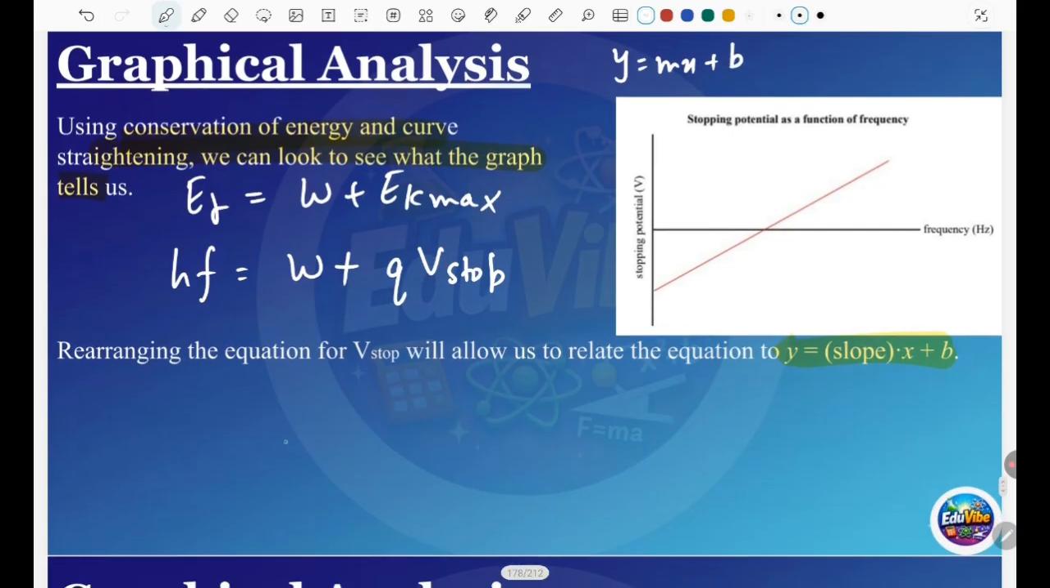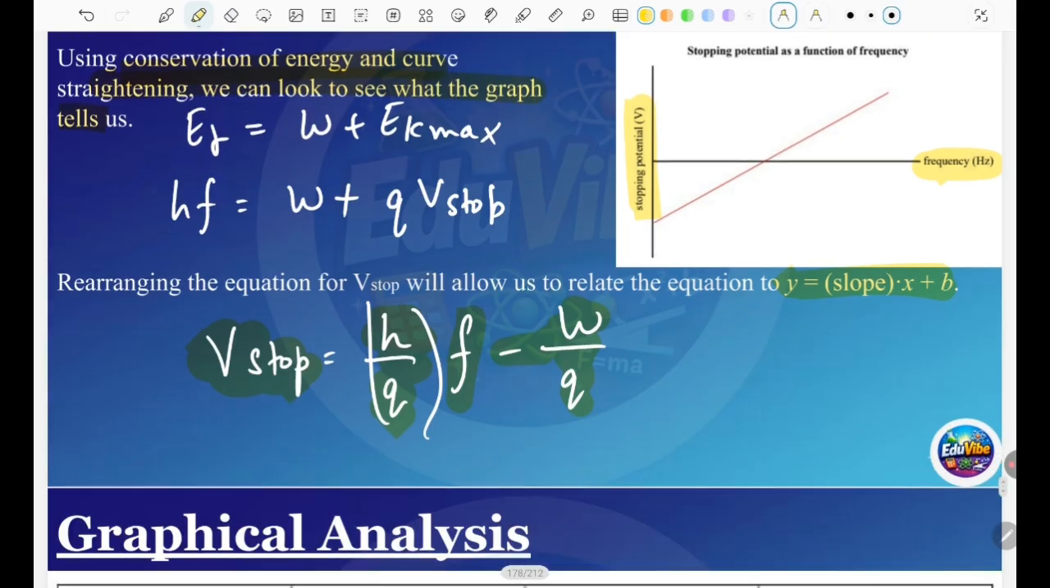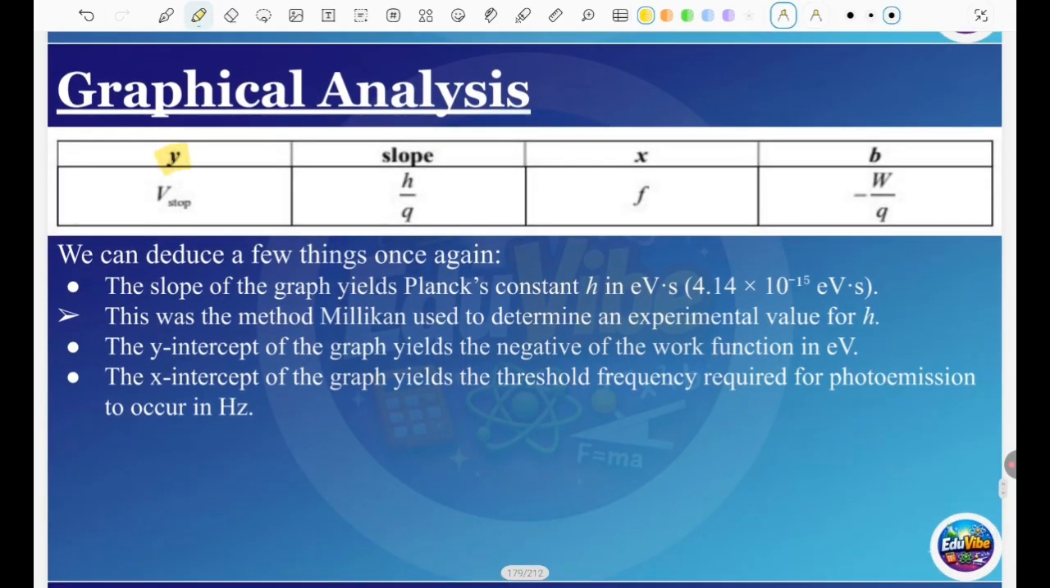And when we arrange that in the form Y is equal to mX plus b, you will have to know something. Here your V stop is on the Y axis and frequency is on the X axis. So we get h upon q times f, minus W upon q. This one is your Y axis, this one is your X axis, this minus W upon q is your b, which is the Y intercept, and that h upon q is your slope in that case. That's all in the table you will see, which I told you.